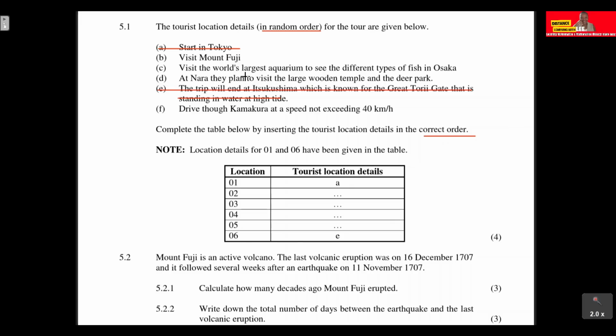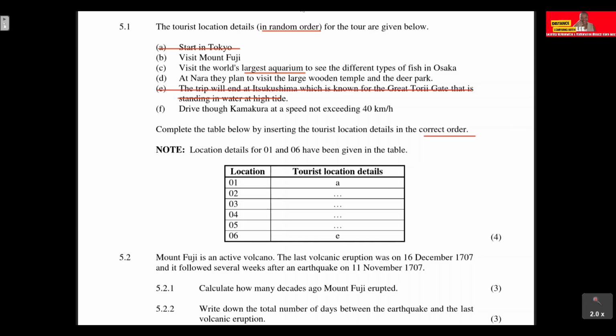At point C, we're going to visit an aquarium. So where we see fish, that's going to be our point C. And then at point D, that is the large wooden temple. So we're going to look for a temple or probably a deer park. And at point F, we're going to drive through Kamakura at a speed not exceeding 40 kilometers an hour. Even though we don't know what Kamakura is, from the image we're going to see if there's anything that tells us about 40 kilometers an hour.